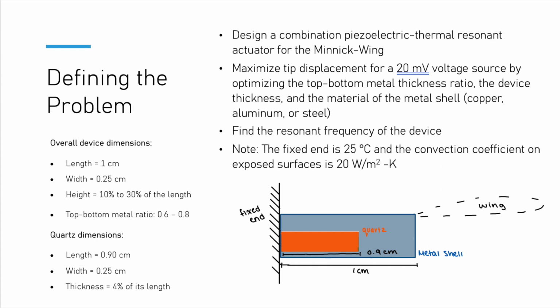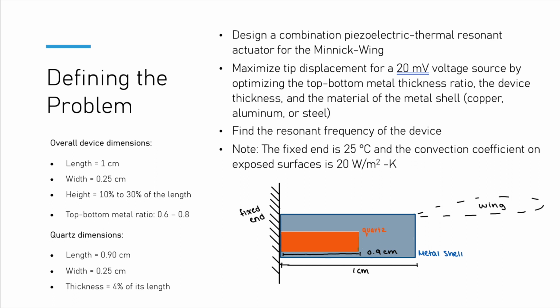We are tasked with designing a combination piezoelectric-thermal resonant cantilever to act as an actuator for the new Minnick wing. Our goal is to maximize the transverse tip displacement of the cantilever when a 20 mV voltage source is applied across the metal contacts at the fixed end. The fixed end stays at a constant 25 degrees Celsius, which is the temperature of the surrounding environment.